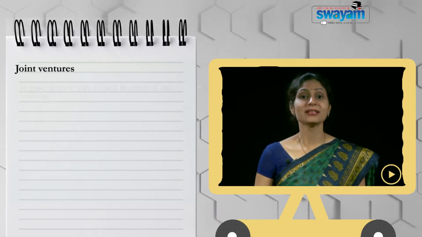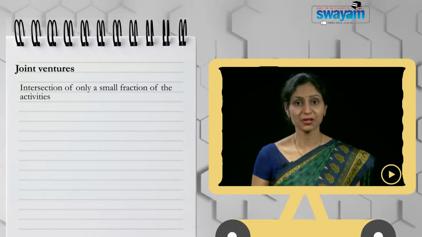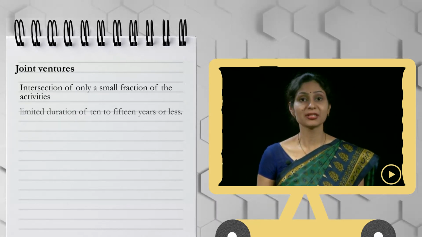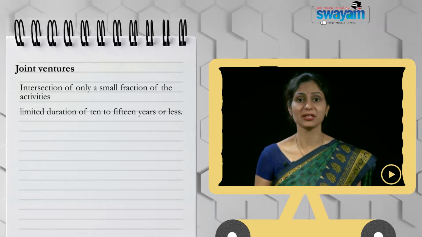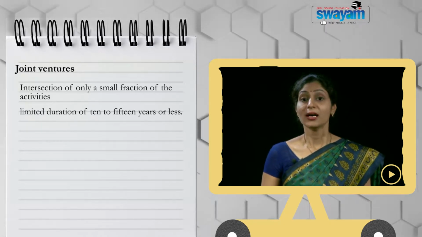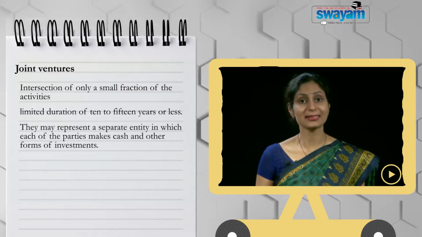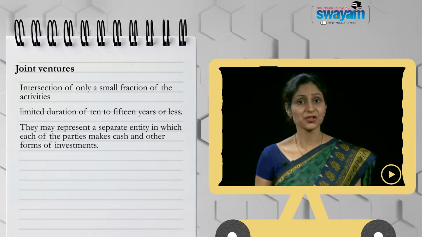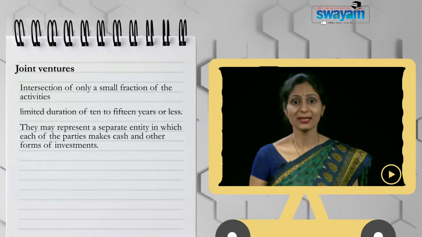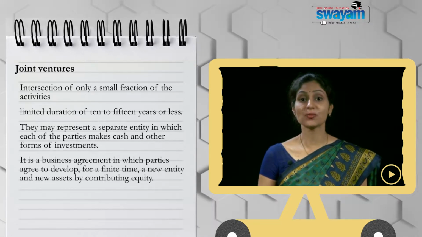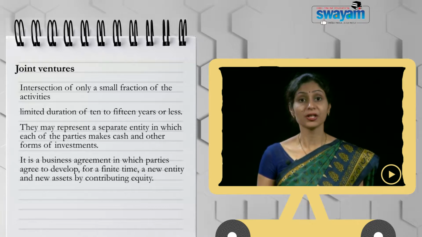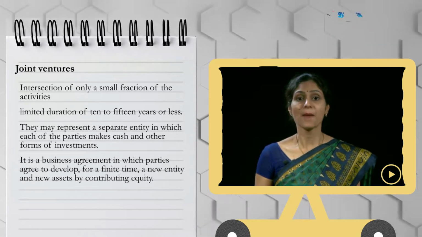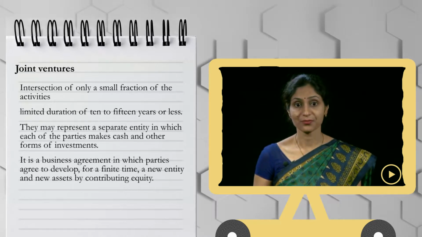What are joint ventures? Joint ventures are intersection of only a small fraction of the activities of the companies involved. It is done for a limited duration of 10 to 15 years or even less. The companies may represent a separate entity in which each of the parties makes cash and other forms of investments. It is a business agreement in which parties agree to develop, for a finite period, a new entity and new assets by contributing equity.